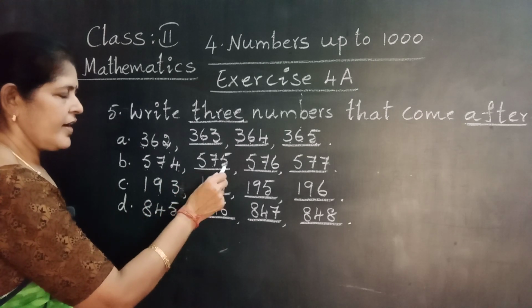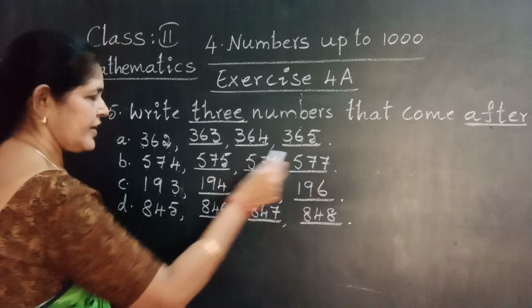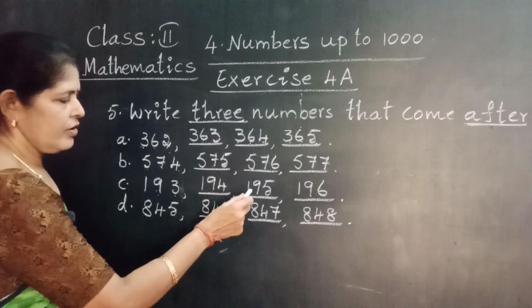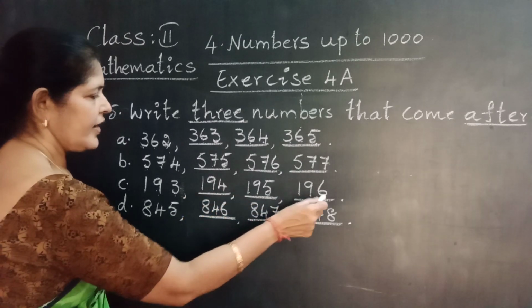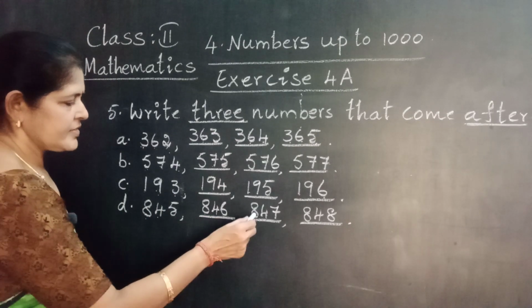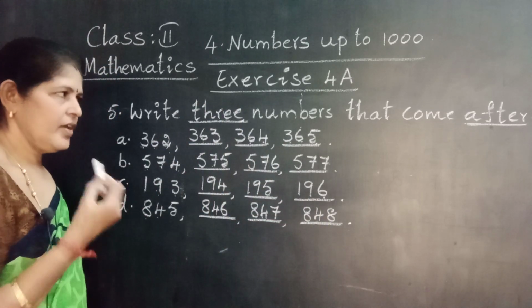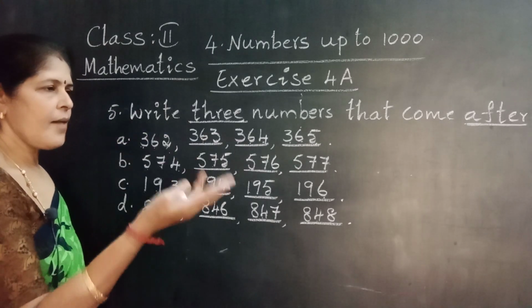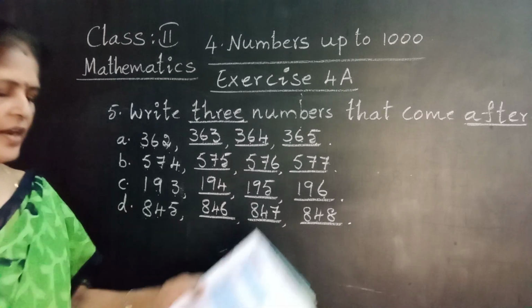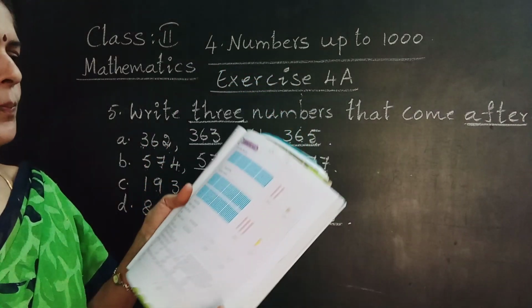574. 575. 576. 577. Next, 193. 194. 195. 196. 845. 846. 847. 848. Here we write 3 numbers that come after. We write the numbers in order. You also complete this full page here in your textbook.